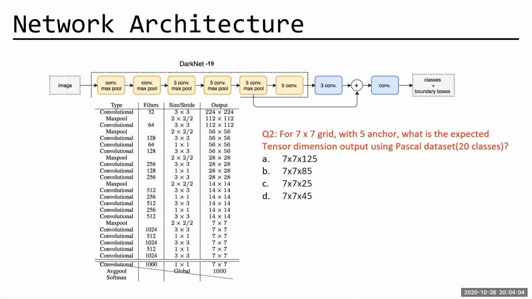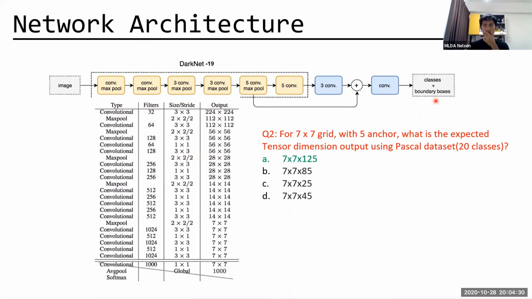Okay, I think we can stop the poll now. From what I see here, there is another tie: 7 times 7 times 125 and 25. And the correct one is actually 7 times 7 times 125.